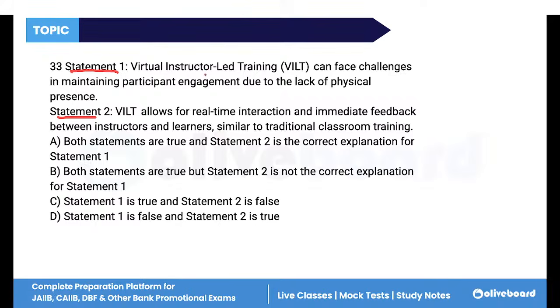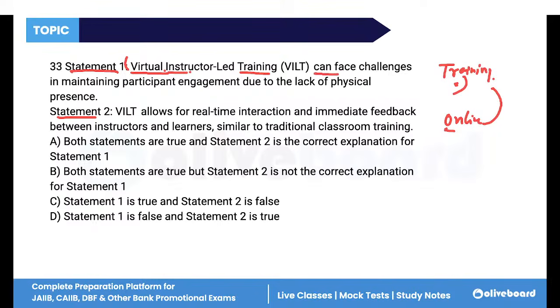So what is virtual instructor led training? Break the words. Training means when training is provided to you to learn new skills, to enhance your skills. Now, who is providing you the training? Training is provided to you with the help of an instructor, virtually, meaning online, any instructor is there and providing you the training. So that is virtual instructor led training.